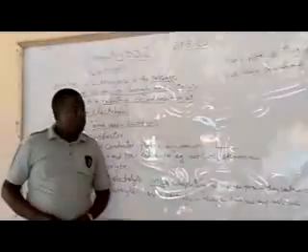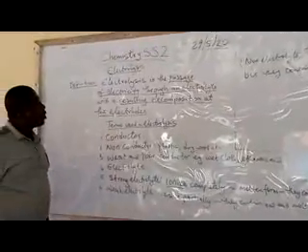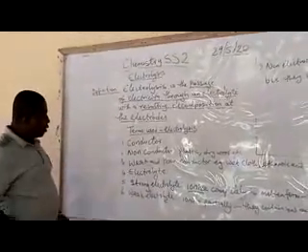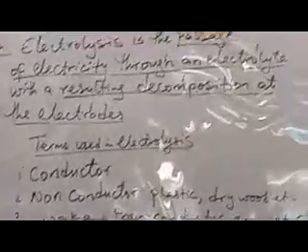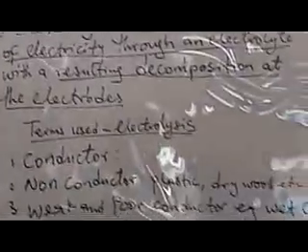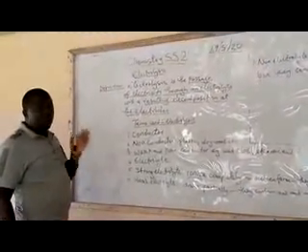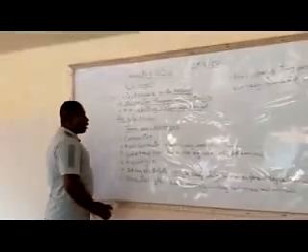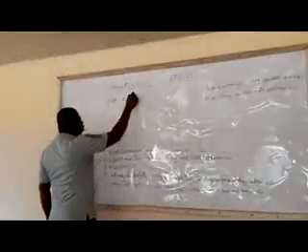Then another question they may ask you in an exam. They may say, differentiate between conductors and electrolytes, because the two of them look alike. They both allow electric current to pass through them. Now let us see the difference between conductor and electrolyte before we go on with the terms used in electrolysis.